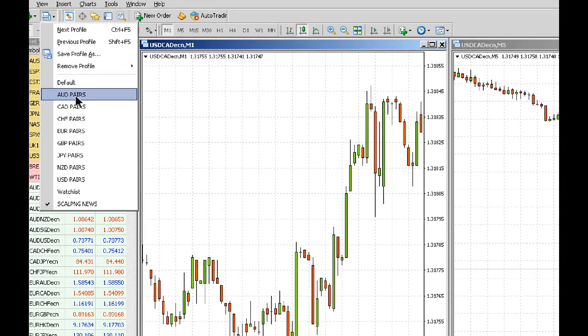So I organize all my Aussie pairs together, all my Canadian pairs, franc pairs, euro pairs, pound pairs, yen pairs, New Zealand pairs, and dollar pairs. So you can see that in all I trade 1, 2, 3, 4, 5, 6, 7, the 8 major currencies and all their pairs, right?